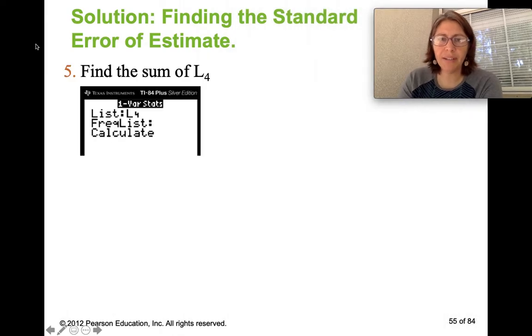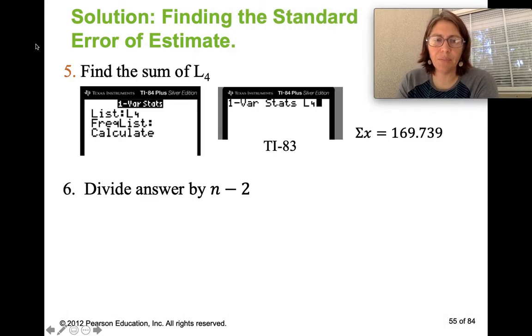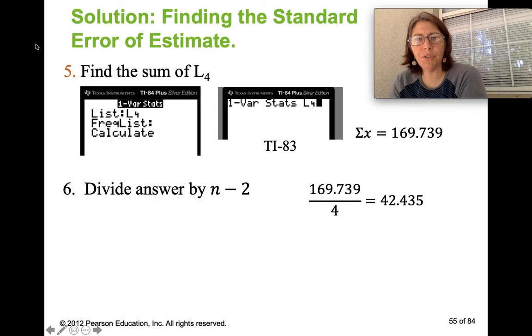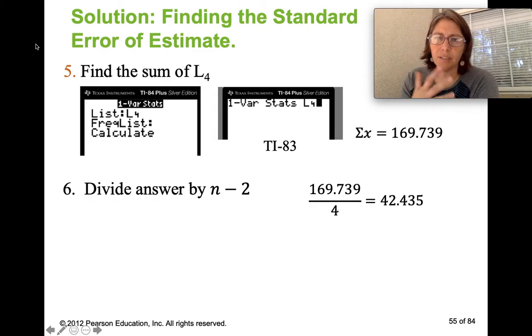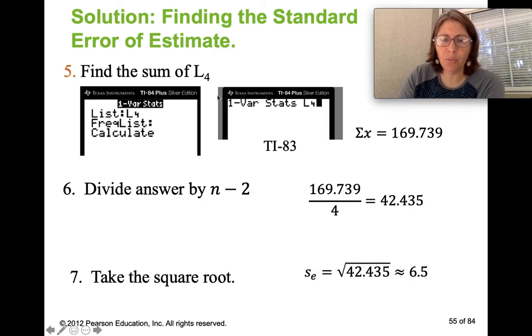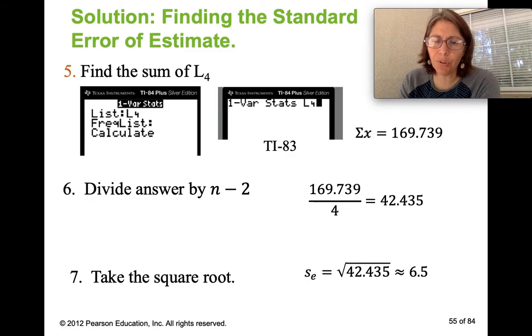Okay, so the next thing you're going to do after you get those sums is divide that answer by 2. Also in that list you can see how many numbers you put in there. There were 6 data values, 6 ordered pairs. So 6 minus 2 is 4. So I took that answer and divided it by 4. You can round the sum of the x's. You don't have to type every decimal in. And then we're going to take the square root of that number. There are a couple different ways you can do that. You can do the square root of second answer, or you can just use the square root of, and type that in yourself. So the standard error of estimate is approximately 6.5.